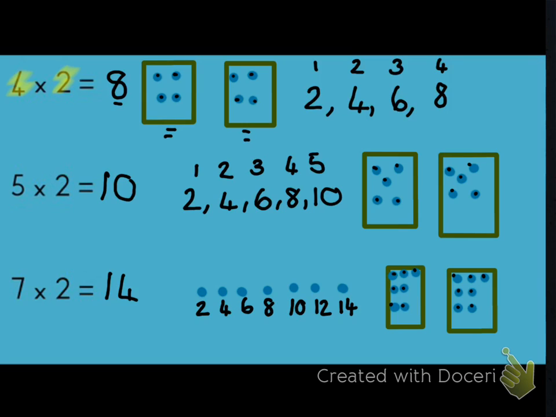Look at 4 times 2. It is 8. 8 is an even number. 5 times 2 is 10. 10 is an even number. Even 7 times 2, which is 14. 14 is also an even number. Now when you do your sums, double check your answer and make sure that it is even.